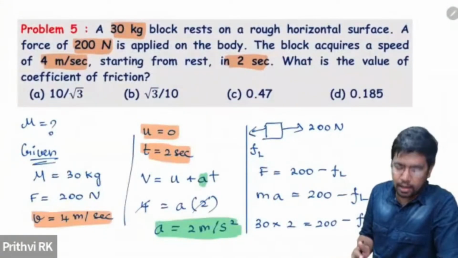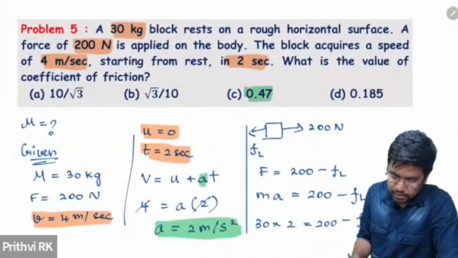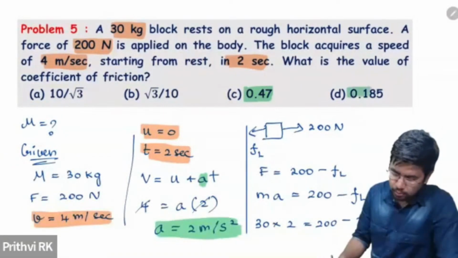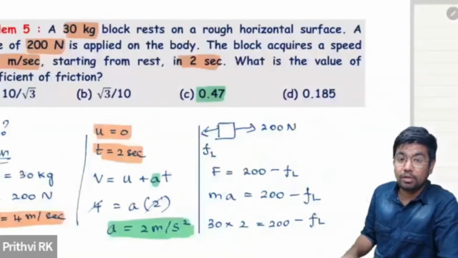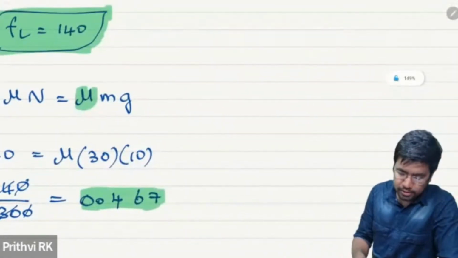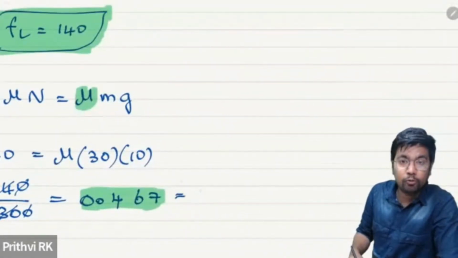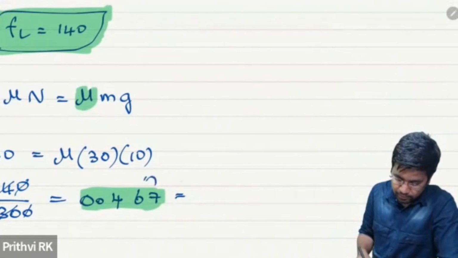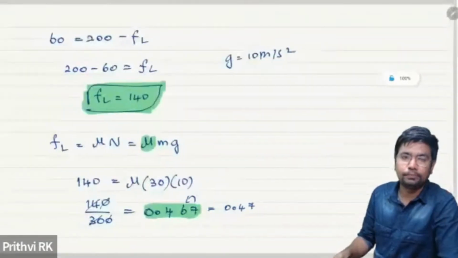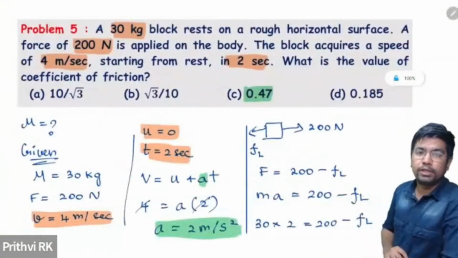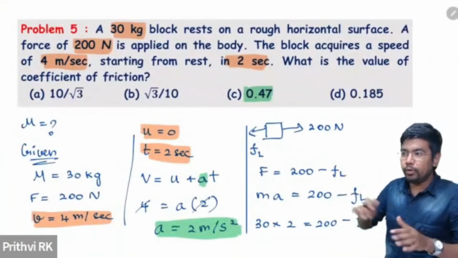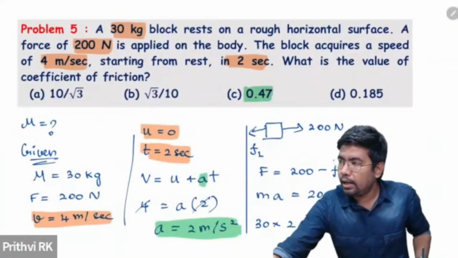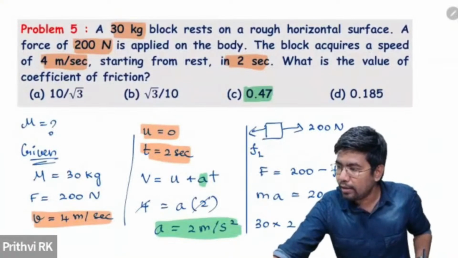Okay, so what are the options here, Abdina? There is 0.47 and 0.185. Definitely it is not 0.185, but it can be 0.47. Why? Because the answer I got is 0.467. Since the digit is 7, I can add 1 here, so it can be rounded off to 0.47. So here the right option is what? Option C.